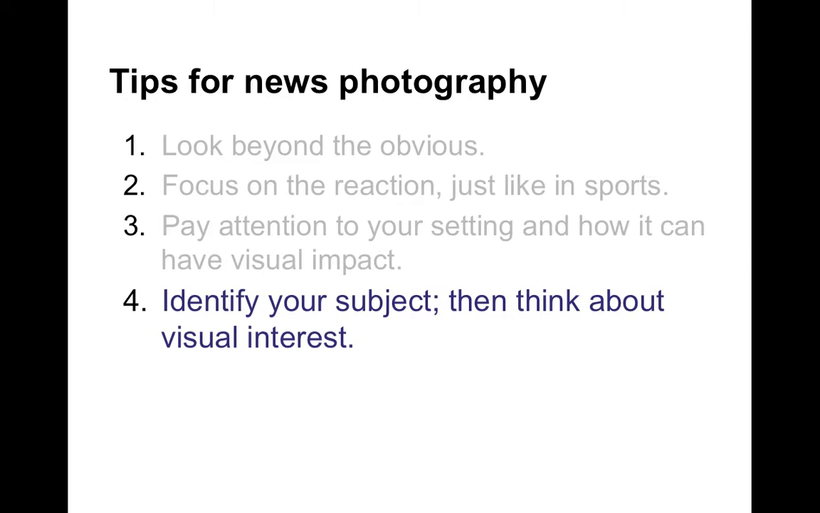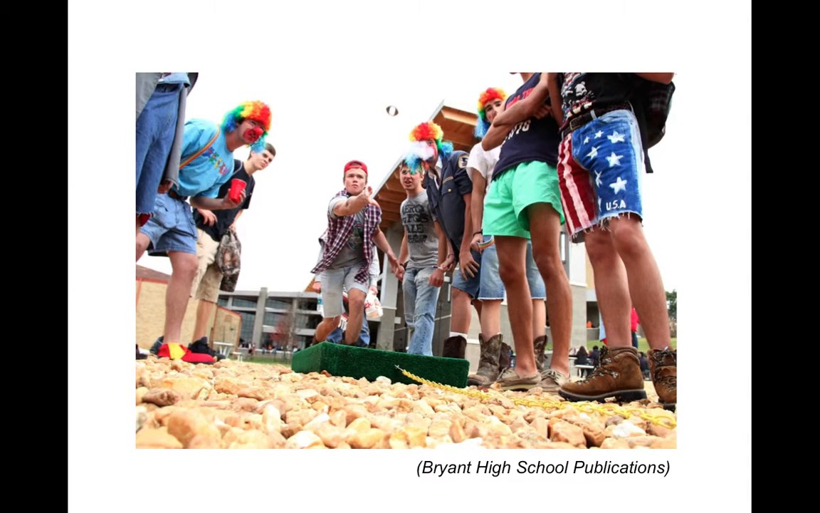So, it's important to identify your subject first and then use that determination to make other decisions about visual interest. In this photo, the subject is obviously the person tossing the ring, and the angle of the photo highlights the subject for the viewer while providing visual interest, rather than taking away the emphasis from the subject and focusing on something else.